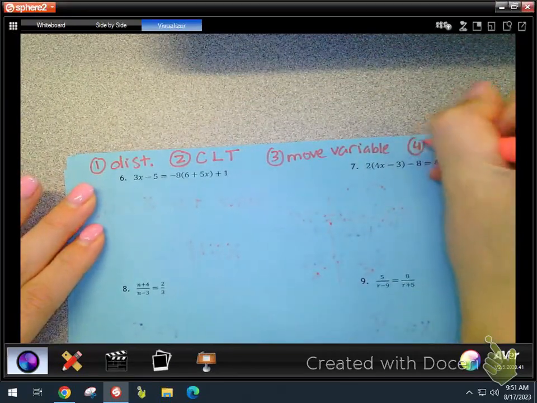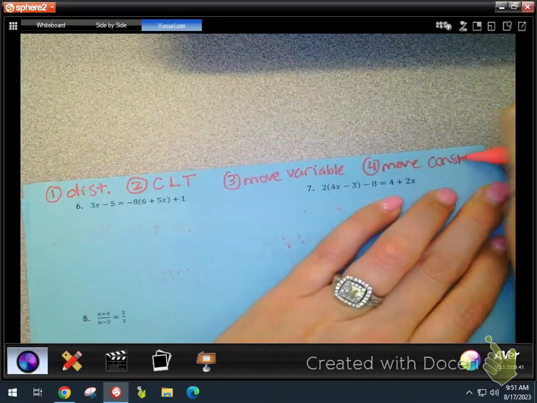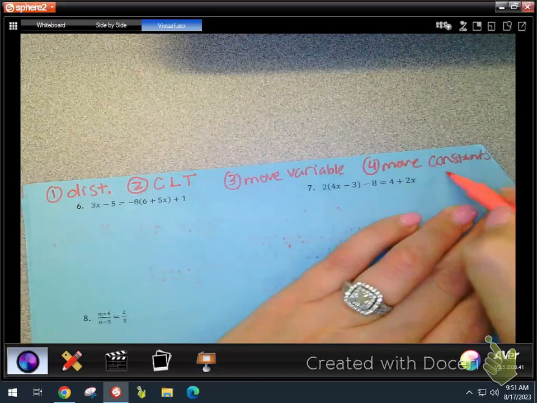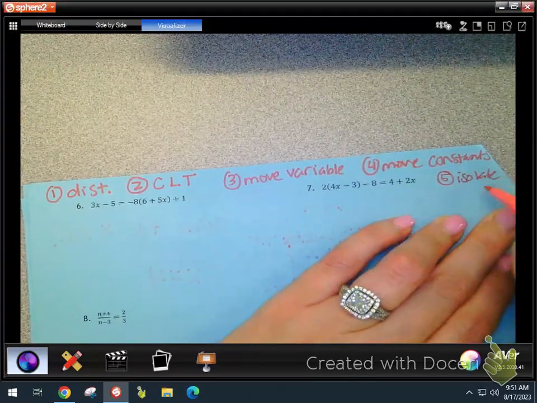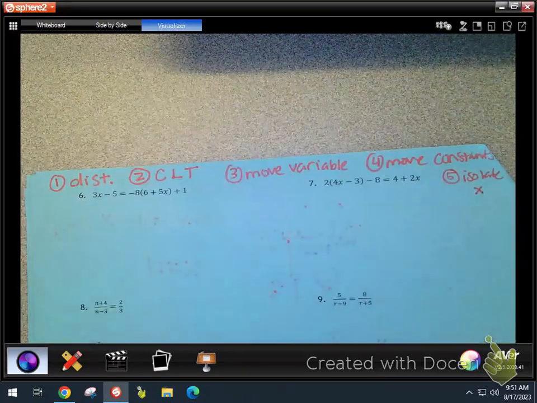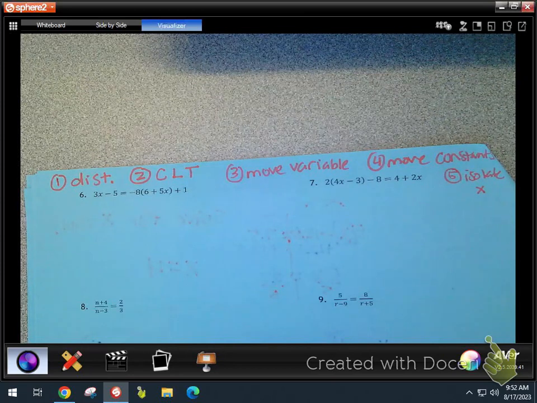And then we move the constants. And then step 5, isolate X, typically by dividing. I would write this down. If I write steps, it's probably something you need to write down. Because if you're stuck, I'm going to say, where are your steps? And if you didn't write them down, I'm going to be annoyed. I'm writing it down. Thank you.